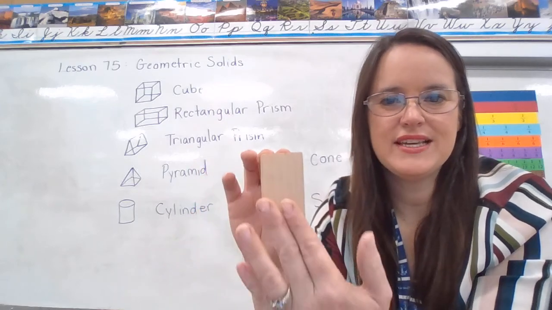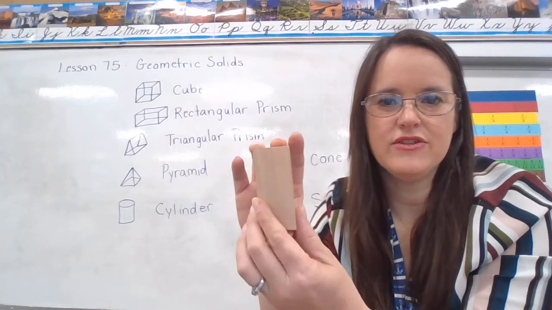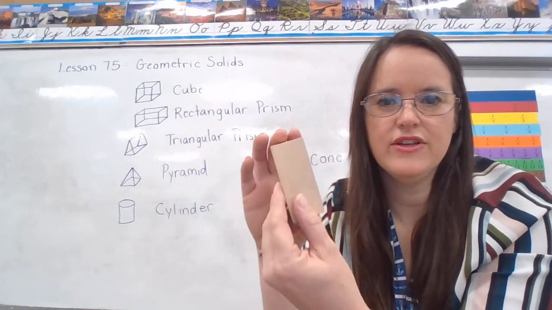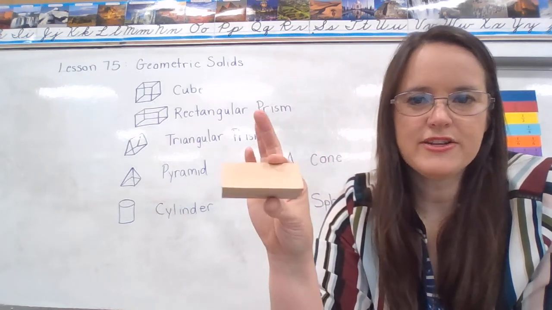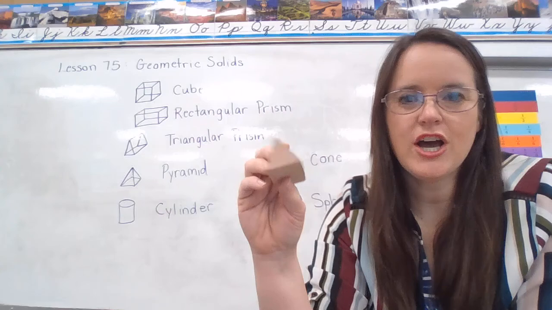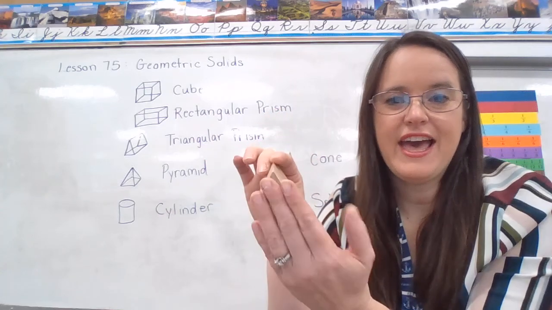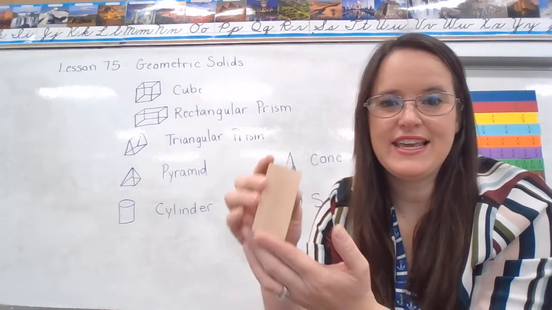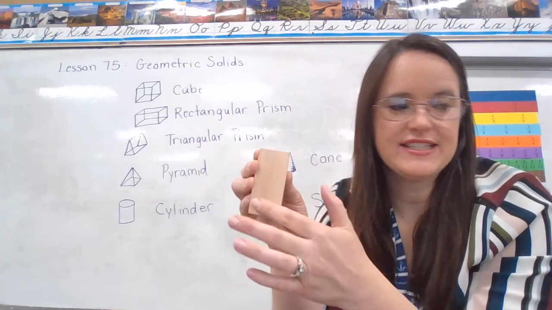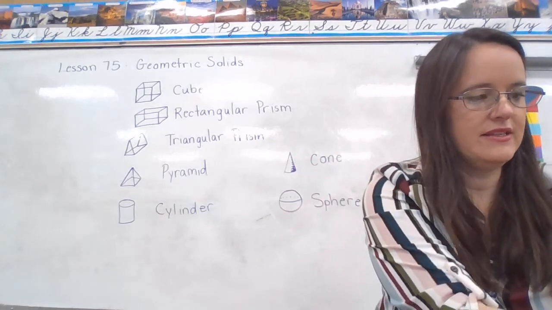But notice these faces here. That's a rectangle, and that's a rectangle. So when we're talking about a triangular prism, we're talking about a solid 3-dimensional shape that has 2 triangular bases, and then each of those edges are connected with a rectangle. So, excuse my bell.